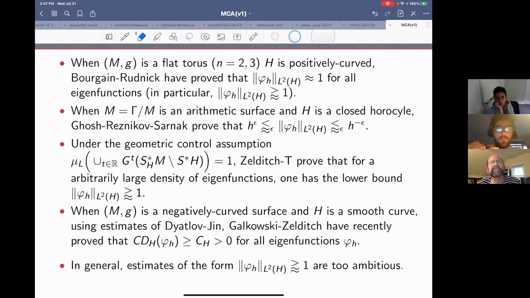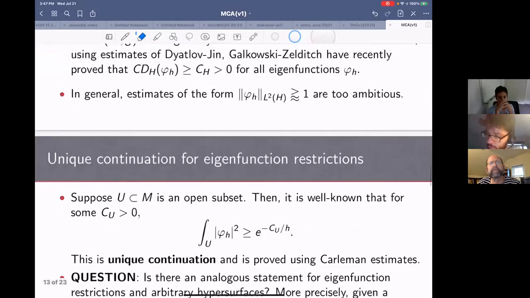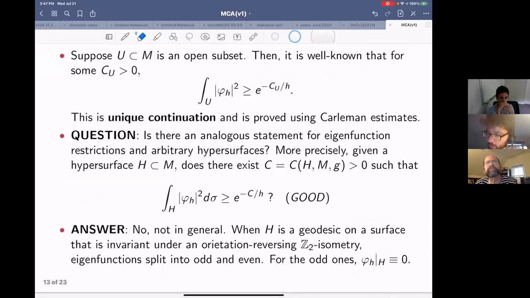But the point I want to make is that in general, uniform bounds from below are way too ambitious. In fact, even polynomial estimates are way too ambitious. Why do I say that? Well, even if we consider the ambient problem, if I take an open subset of the manifold, if M is dimension n, then it's well known that the L2 mass is exponentially bounded from below, and that's the best you can do in general. This is quantitative unique continuation, and it's proved using Carleman estimates. So when you restrict to hypersurfaces, there's no way you can expect better results in general. This is the best you can hope for.